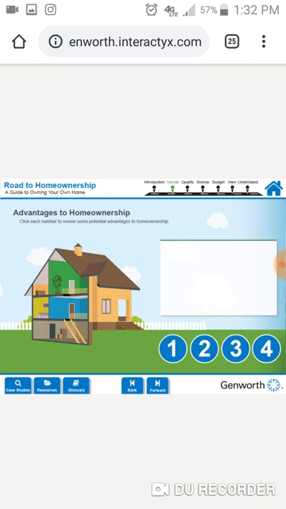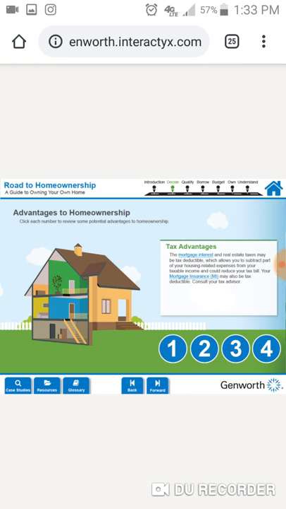Advantages of home ownership. Number one, a sound investment. Each month, when you make your house payment, you're building equity in a place of your own. The longer you stay in your house, the more equity you will have. While there is no guarantee that your home's value will grow, a home can actually increase in value over time, increasing your equity.